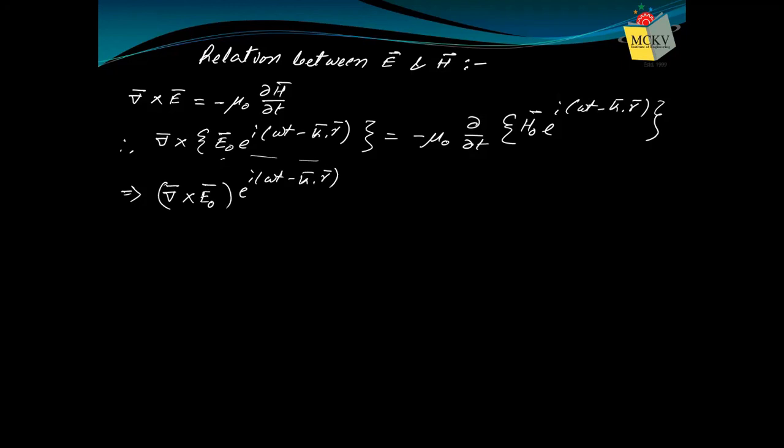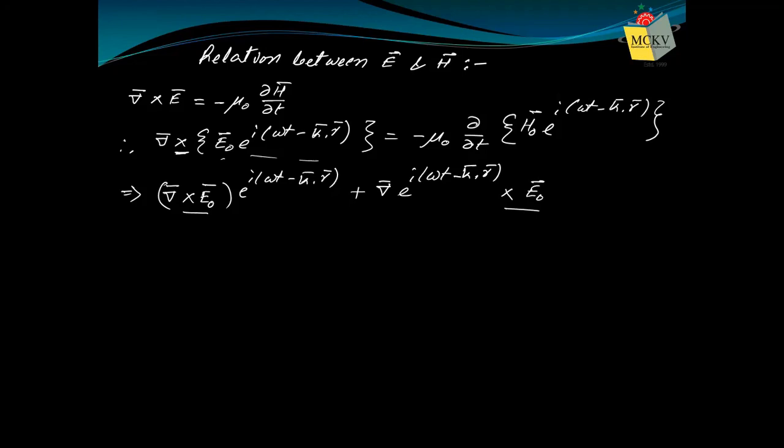Then del operates on the scalar quantity, so we cannot write cross. We write e to the power i omega t minus k dot r. Always use your common sense and logic. That will be sufficient. Cross E naught, because this cross can be operated only on a vector. So it is always operated on a vector, and we have only one vector here, E naught. So simple.